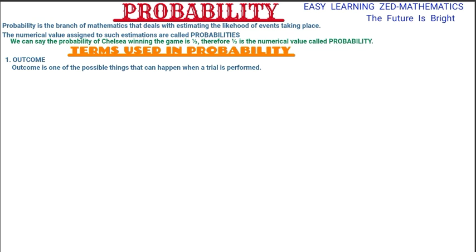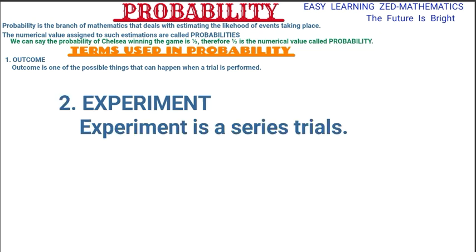All right, let's go to point number 2, which is experiment. So what is experiment in probability? Experiment is a series of trials. For instance, if I throw a dice, and I want the result to be 2, I want 2 to be on top.